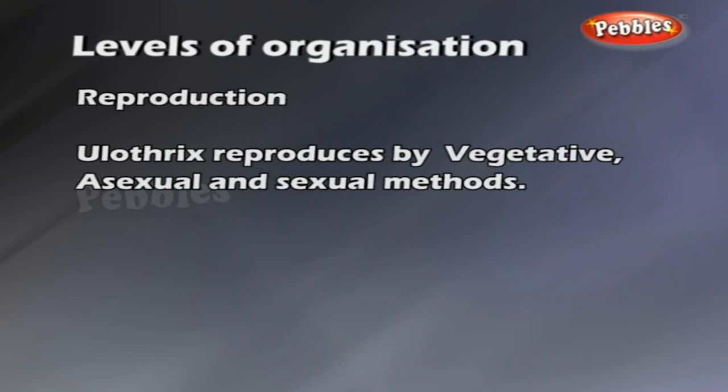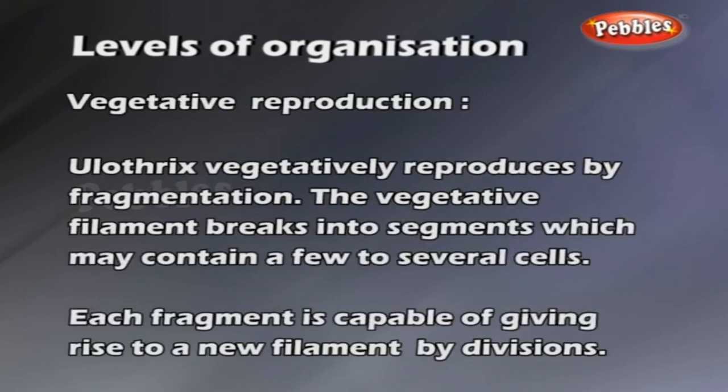Vegetative reproduction. Ulothrix vegetatively reproduces by fragmentation. The vegetative filament breaks into segments which may contain a few to several cells. Each fragment is capable of giving rise to a new filament by divisions.